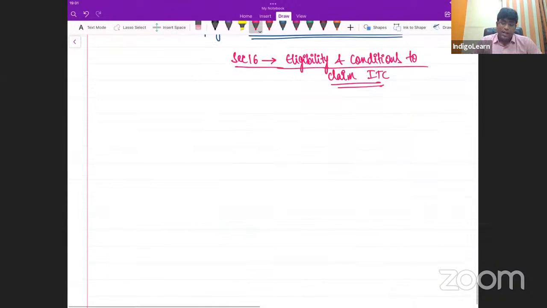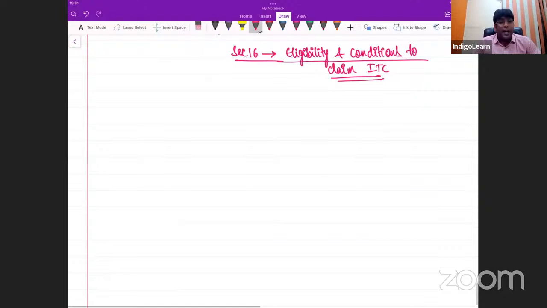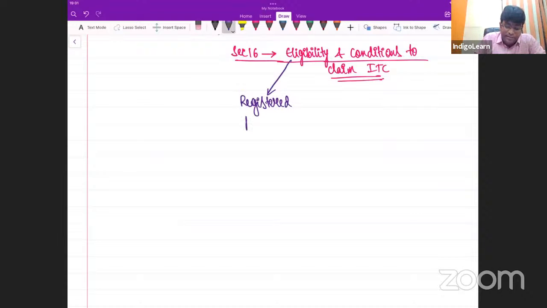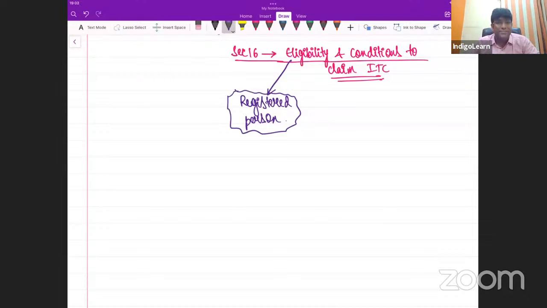Then eligibility and conditions to claim input tax credit. First and foremost important point, who is eligible to claim credit is only a registered person. And of course, it is a common sense point. An unregistered person cannot claim input tax credit. Who will claim credit is only a registered person. But the other important point is, what are the conditions to claim input tax credit? Now, conditions, my dear friends, there are 4 important conditions which are to be satisfied in order to claim input tax credit. Now, what are those?